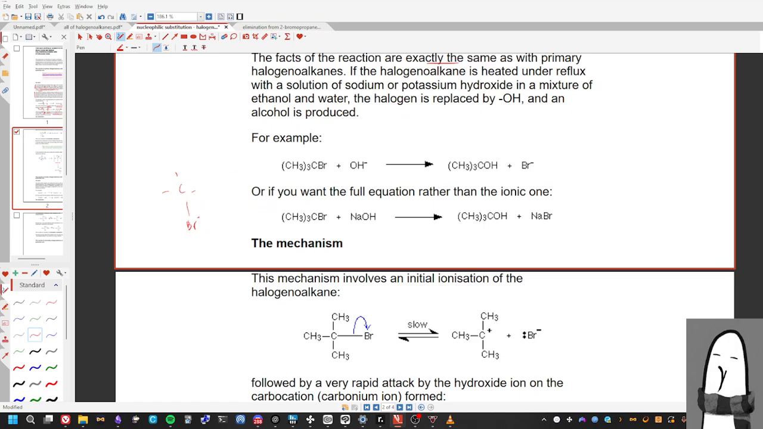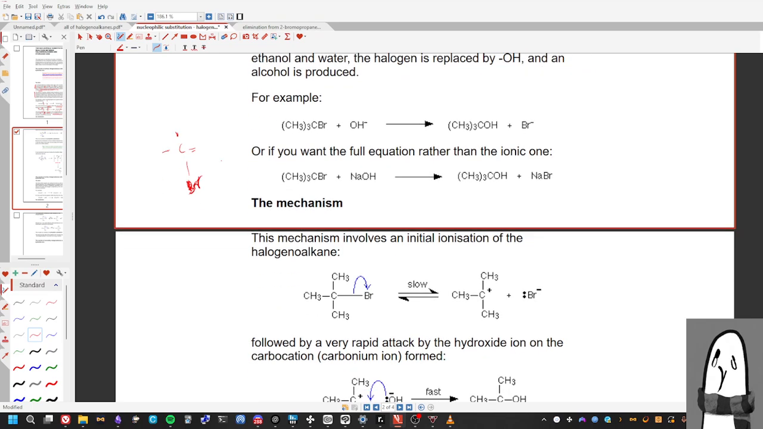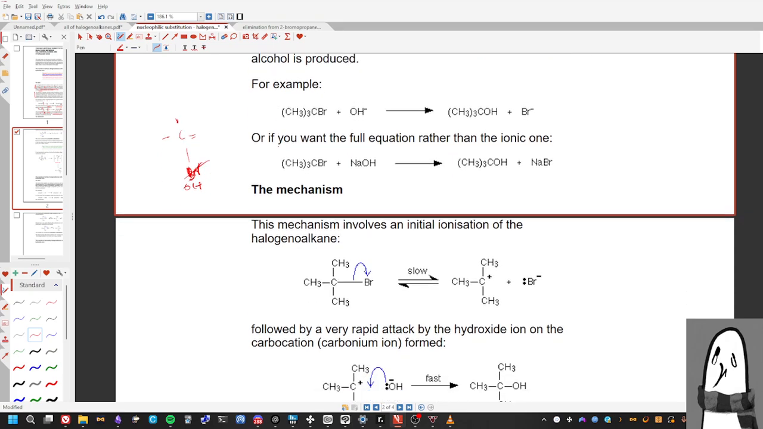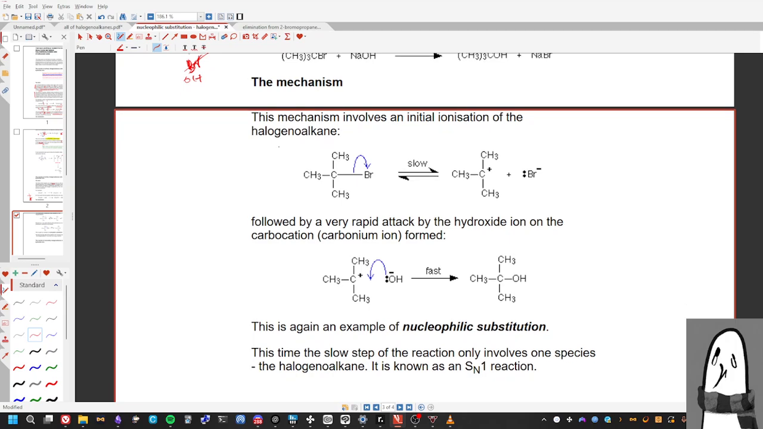So when you break this, or at least when you have the Br, then you're going to have the C that it's bonded to 3 other things. Okay, clean. The OH bonds to the exact same area, and your Br that comes out is going to be negative, so it's exactly the same. The mechanism involves initial ionization of the halogen alkane.